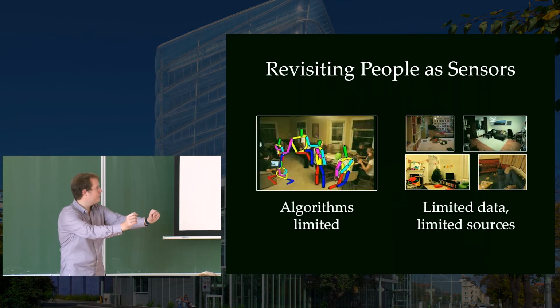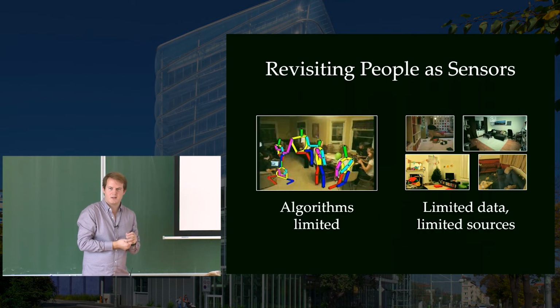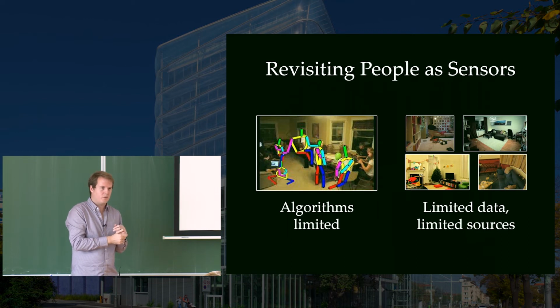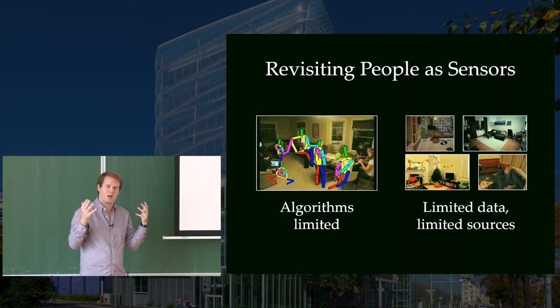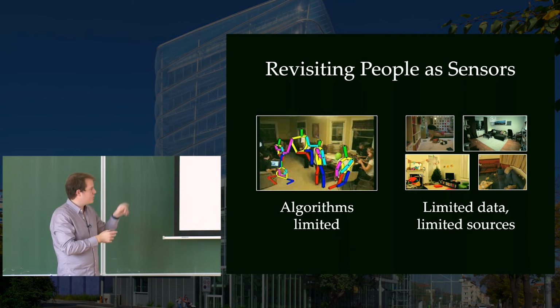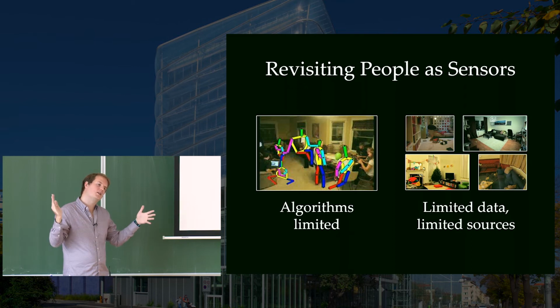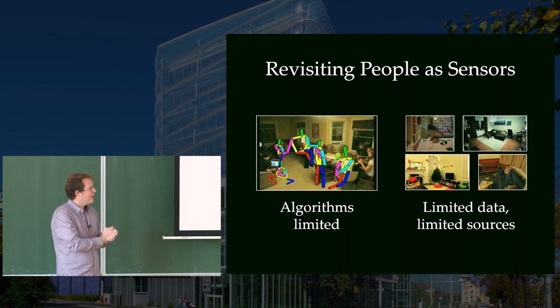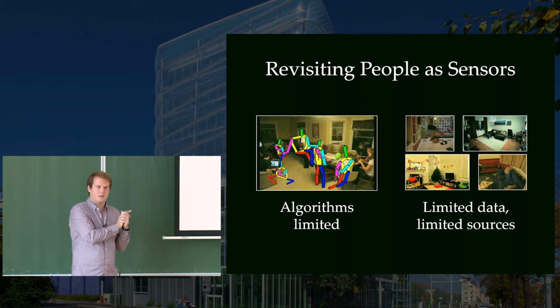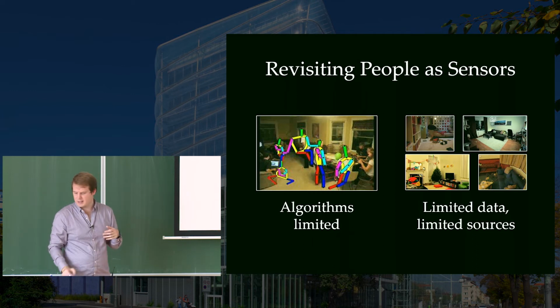So I wanted to revisit this idea when I started my postdoc. Basically, I looked back on the two main hurdles that we had faced when doing this original idea of watching people to figure out how the world works. The big issues were that the algorithms were limited. Pose detection was really terrible, and any individual frame was not so good. But over time, you could accumulate evidence, and that would be good. The other issue was that there were limits to how much data you could find, and there were just not many sources of data.